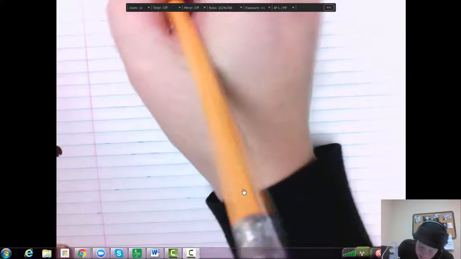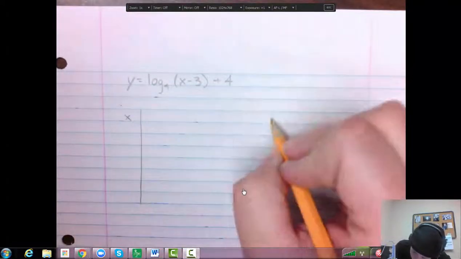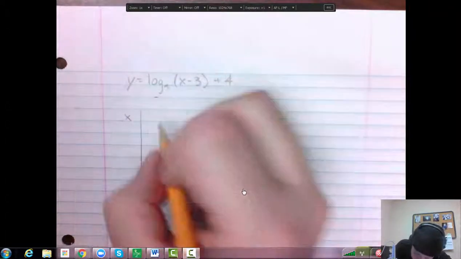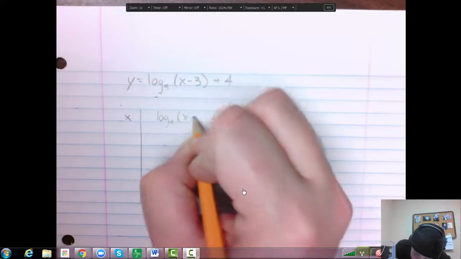I still have y equals log base 4 of, what did I have, x plus minus 3, plus 4. Okay, so I still have this. And what if I just want to graph this? I don't want to do the parent and then see what happens. Let's look. So we would still do our chart. X, Y, and in the middle we would have our log base 4 of x minus 3 plus 4.